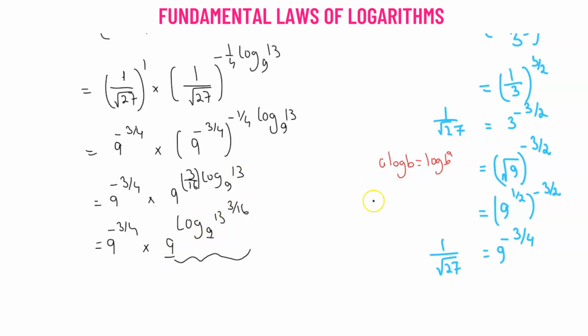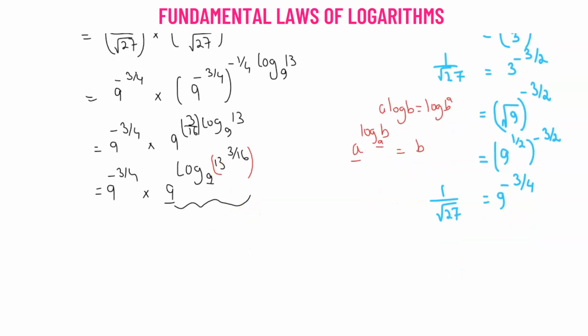Here we are going to use the property a raised to the power of log of b with the base of a. So the base of the exponent and the base of the logarithm are equal. Then in that case, the entire expression reduces to b. So our expression is going to reduce to 13 raised to the power of 3 over 16. So that means we will get 9 raised to the power of negative 3 over 4 multiplied to 13 raised to the power of 3 over 16. So this is the final value of the given expression.